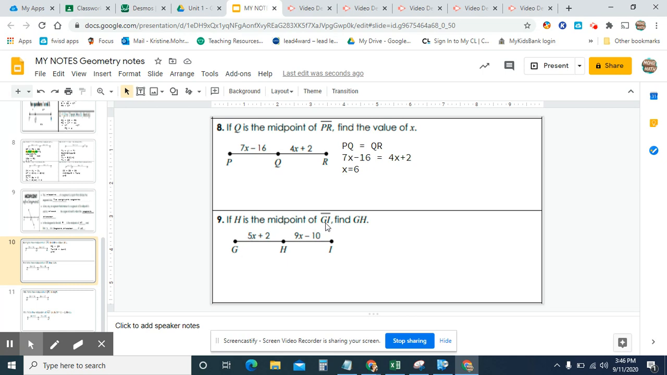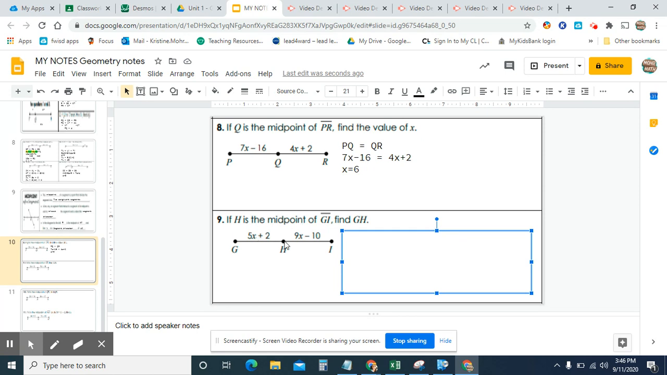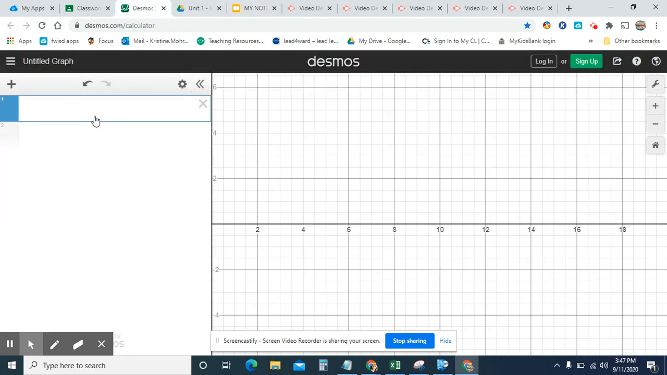Example 9, if H is the midpoint of GI, find GH. So here we are actually finding the exact length. But it uses that keyword midpoint. So I know then that GH must be equal to HI, because H cuts that whole line in half. So then this GH is represented by 5x plus 2, which is equal to HI, represented by 9x minus 10. So we just copy and put into Desmos. And my answer is 3.